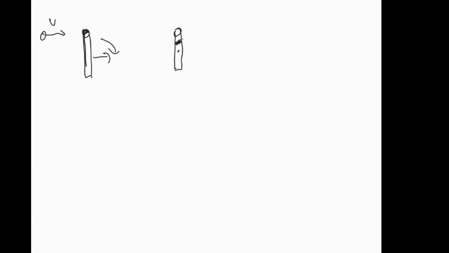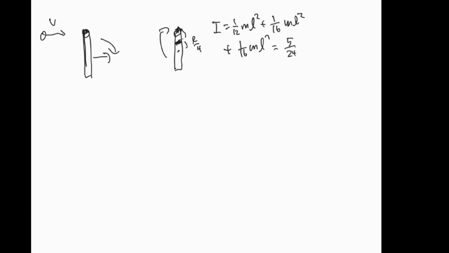So let's calculate the moment of inertia first around this new center of mass. For the stick, we can use the parallel axis theorem and get that I equals 1/12 ml squared plus this distance here, which is L over 4, so plus 1/16 ml squared. And then we also have to add on another 1/16 ml squared because this mass is also at a distance L over 4. After we add this all up, we should get 5/24 ml squared. That's our moment of inertia.